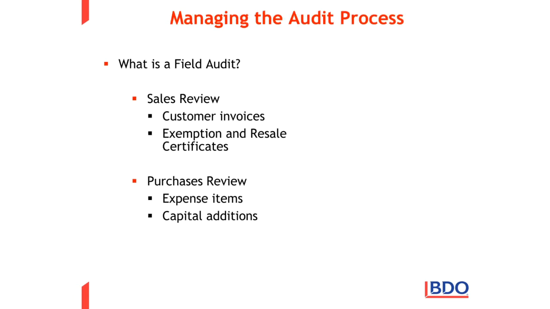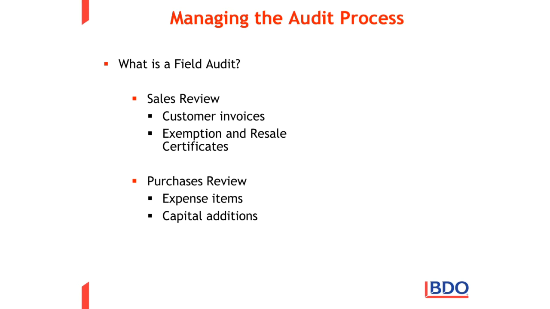You're going to have different types of audits available. You have field audits, which are going to be a review of sales and a review of purchases. Basically, your auditor is going to come out and say, okay, on the sales side, let's control total everything. Let's figure out what our population is. Let's remove the document types we don't need. Let's identify the transactions that occurred in the state, and let's look at the invoices for a sample, and any related certificates that are available.